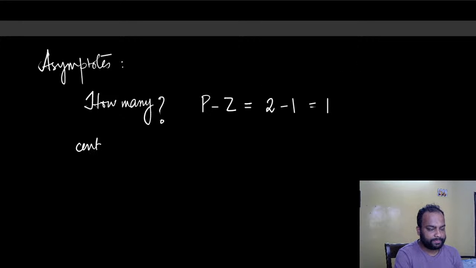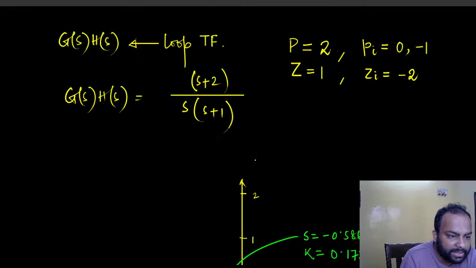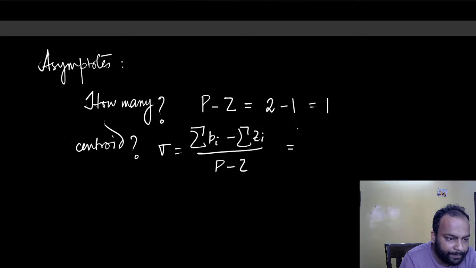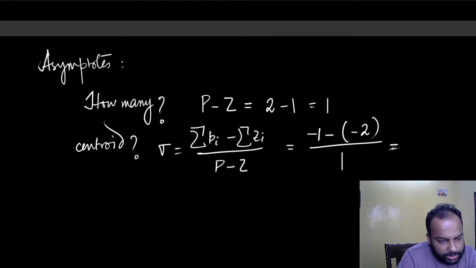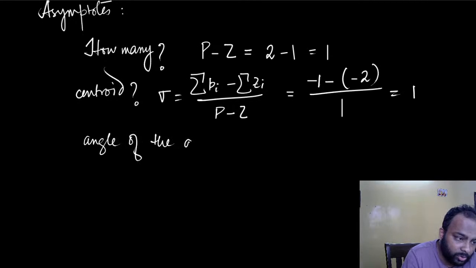What is the centroid? Centroid is at sigma equal to summation of open loop poles minus summation of open loop zeros divided by number of poles minus number of zeros. But what is the summation of open loop poles? We know that the open loop poles are at 0 and minus 1. Open loop zero is at minus 2. So this is going to be minus 1 minus of minus 2 divided by 1. So that's going to be 2 by 1. So that's just 1. So the centroid is at 1. And what is the angle of the asymptote here? Angle of the asymptote.